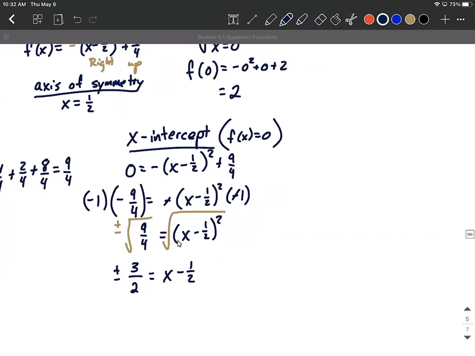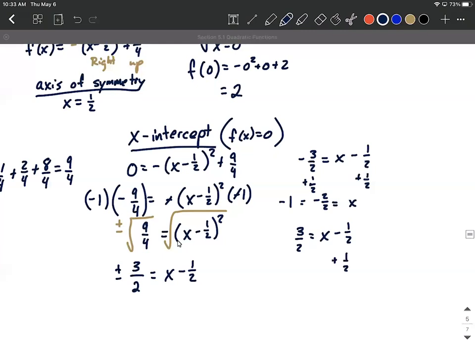So really, remember we have two cases here. We have a negative 3/2 equals x minus 1/2, and then we have a positive 3/2 equals x minus 1/2. To solve for x in these individual cases, we're going to add 1/2 to both sides. In both cases, we just have to be careful that this is going to give us x equals negative 3/2 plus 1/2 is negative 2/2 or -1. Over here, we're going to go ahead and add 1/2 to both sides. But this time we have positive 3/2 plus another 1/2 makes positive 4/2, which is equal to 2.